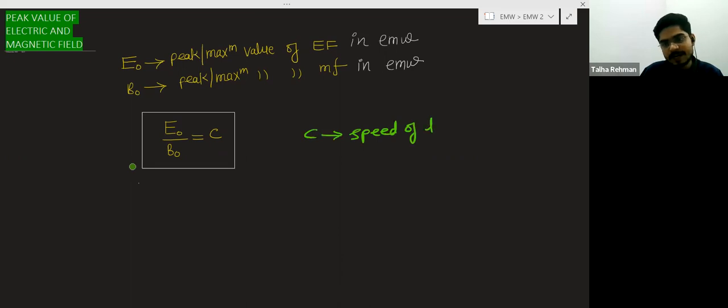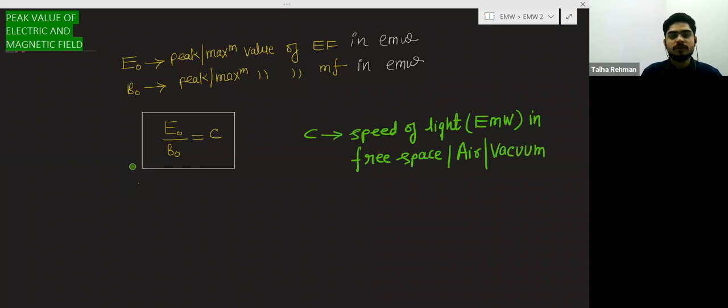Speed of, you can say, light or electromagnetic wave in free space, air or vacuum. And C is equal to 3 into 10 to the power 8 meter per second. So this relation is very important. You have to remember.